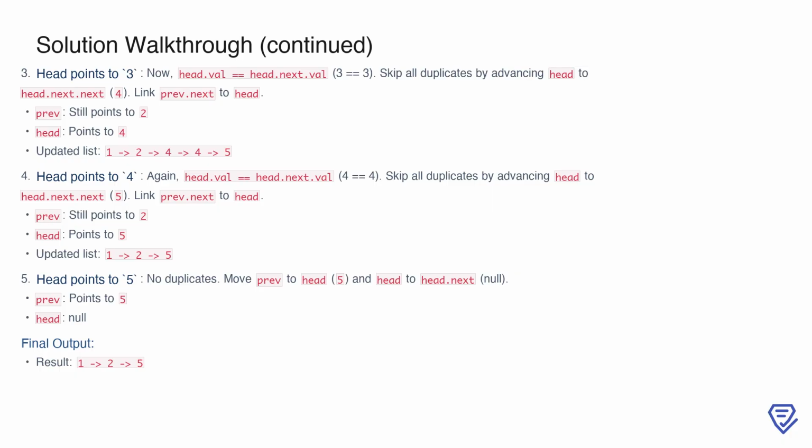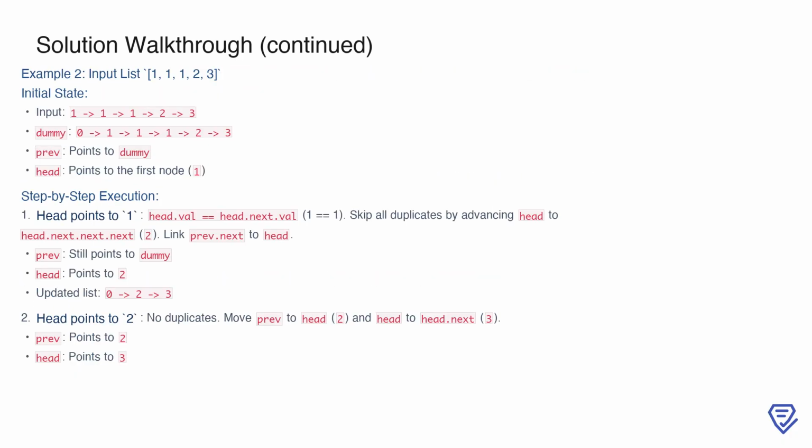Finally, when head points to 5, there are no duplicates, as head.next is null. We move previous to head, making it point to 5, and advance head to null, marking the end of the list. The final result is 1-2-5.